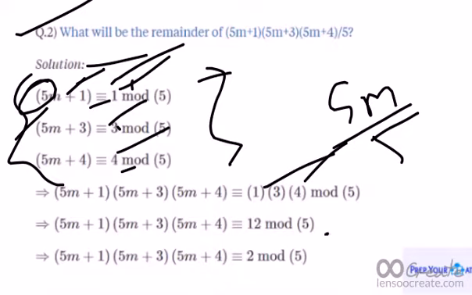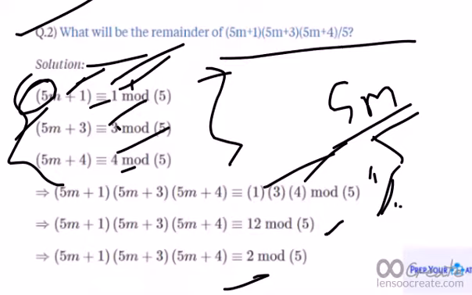12 is greater than 5. Therefore, it can be divided further, and mod means we need to find the remainder. That is, 12 mod 5 is 2, since the highest multiple of 5 that can be subtracted from 12 is 10. Therefore, 12 minus 10 is 2. Therefore, the remainder for the given problem is 2. Hope you have understood it.